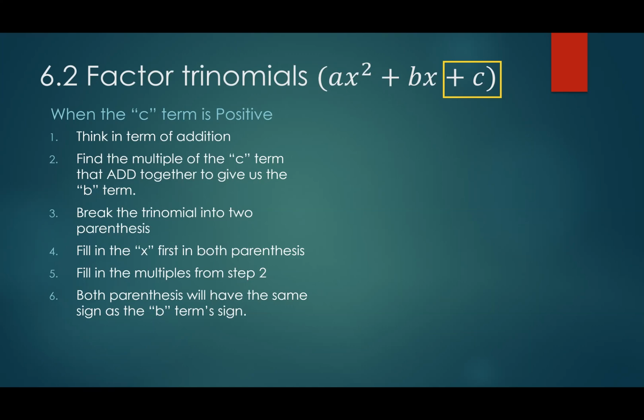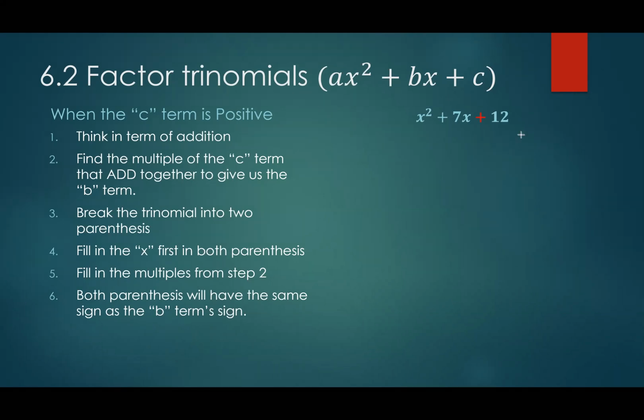But let's take a look at this problem here. Let's say I give you this problem, x squared plus 7x plus 12. If you look at this problem, you can see that this is a trinomial. And looking at this trinomial, do you agree that there's nothing we can factor out individually?